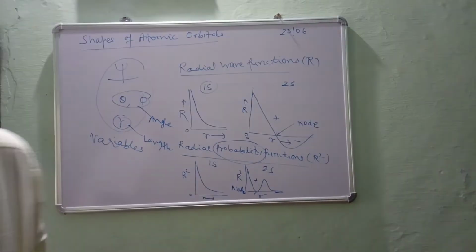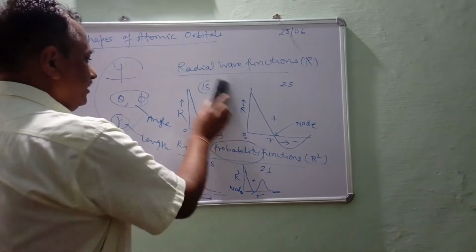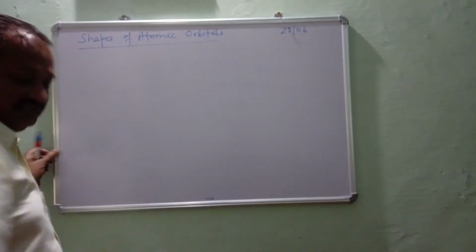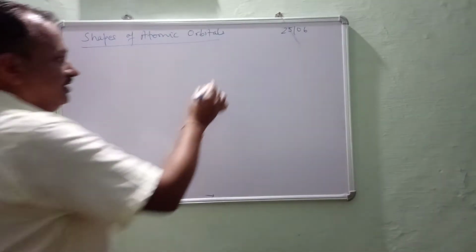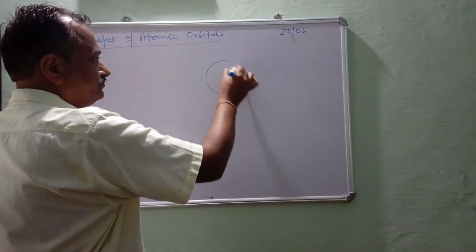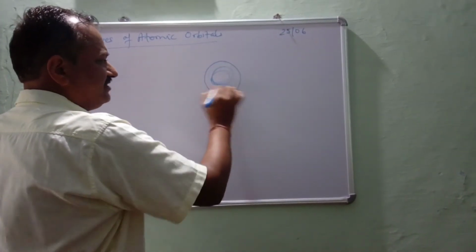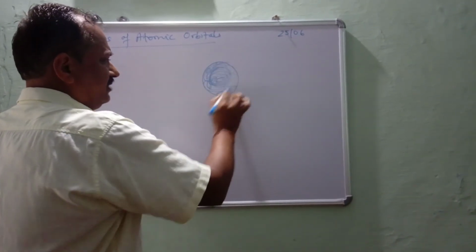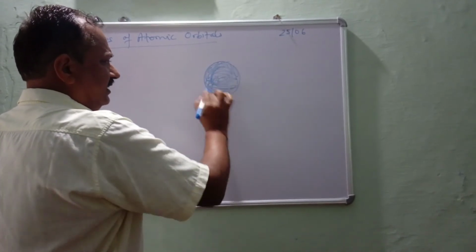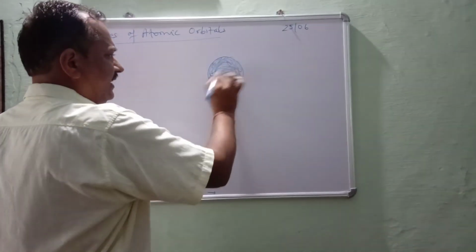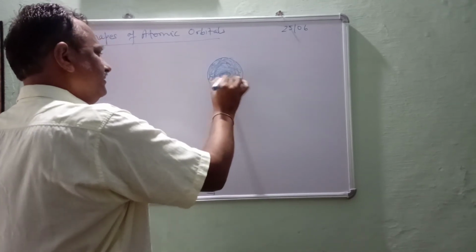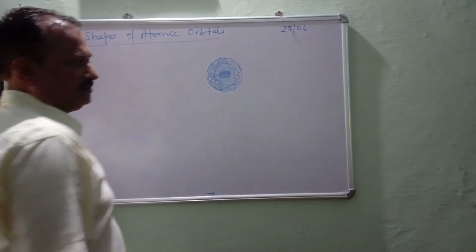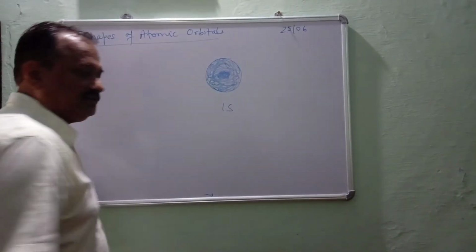Again it increases, decreases, and it runs parallel like this. On this basis, we can draw the 1s and 2s orbitals like this. This is the 1s, just spherically symmetrical. Electrons are available throughout, and at the center there is also a probability of the electron. So this is the pictorial representation.